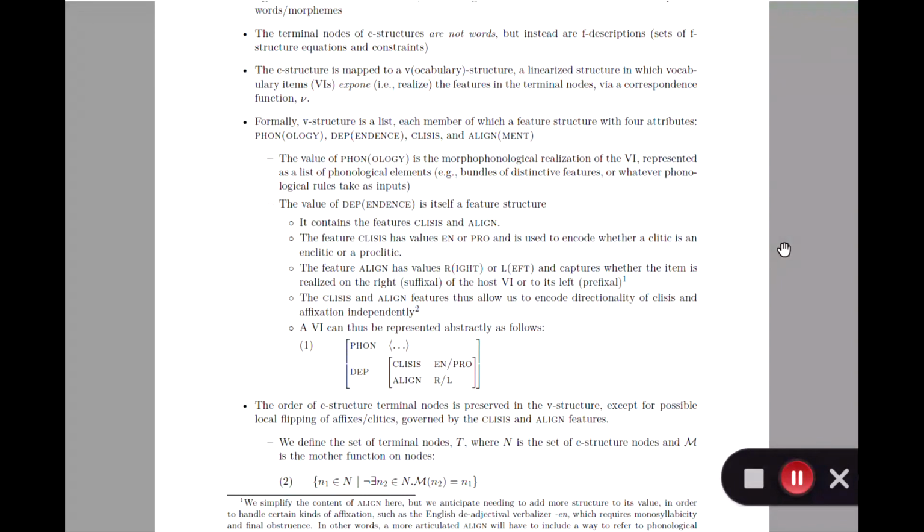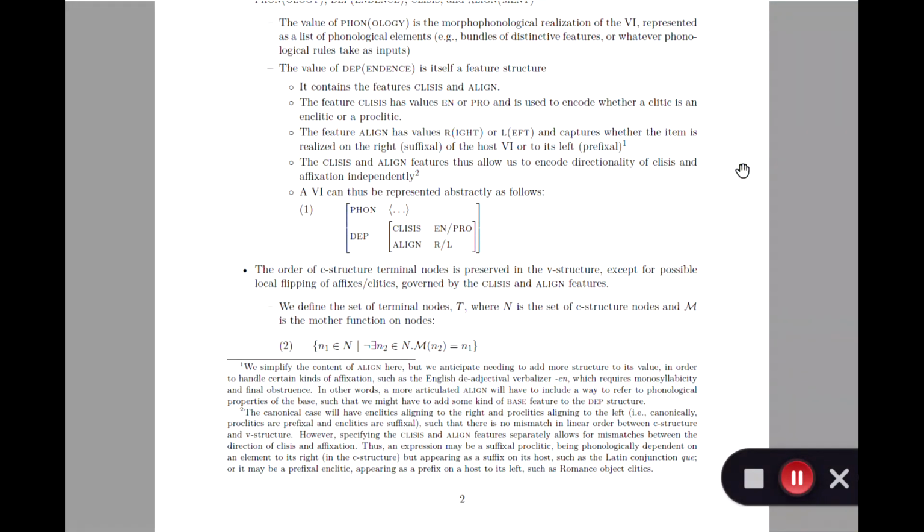And then the align feature has values that capture whether the host on which it's phonologically dependent, whether it occurs as a suffix or as a prefix. Canonically, an element that is a proclitic, so dependent on something to its right, is going to have the aligned feature L, meaning that it attaches as a prefix on that element. Or something that is an enclitic will have the aligned feature R, meaning that it aligns as a suffix on the element to its left. This preserves the order of terminal nodes in the C structure with respect to the elements of the V structure.